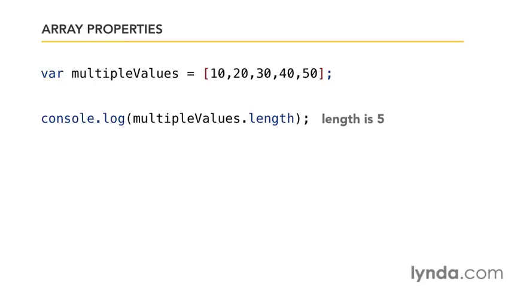So in this case, I can write out a message that says the length of this array is 5. We have 5 elements in it. Now the highest index might be 4. We're going 0, 1, 2, 3, 4, but there are 5 elements in there. The length is 5. And because arrays are objects, they also have methods.